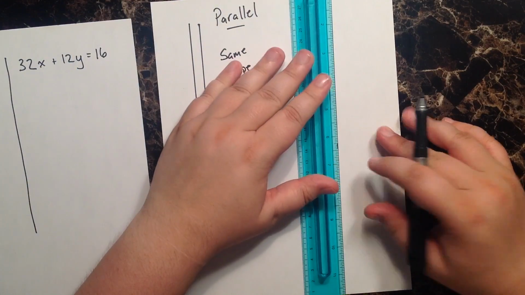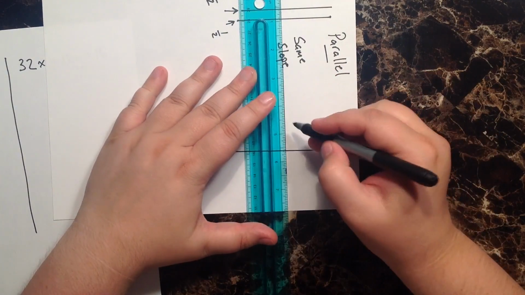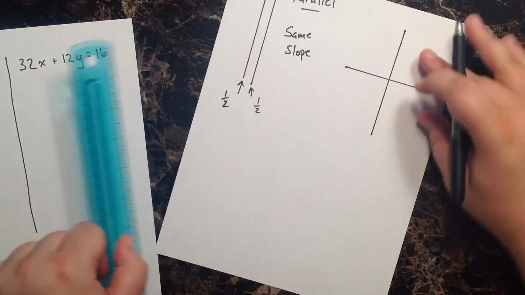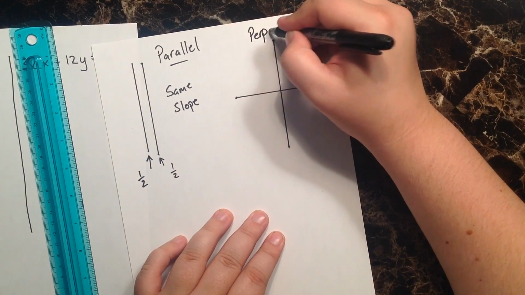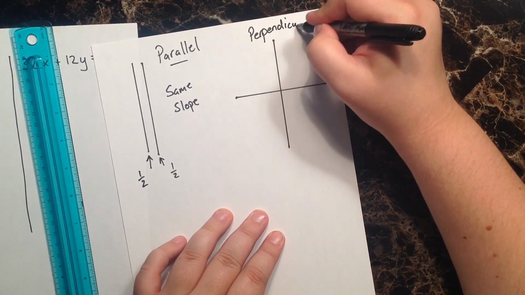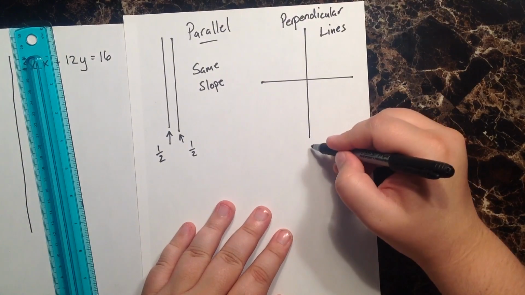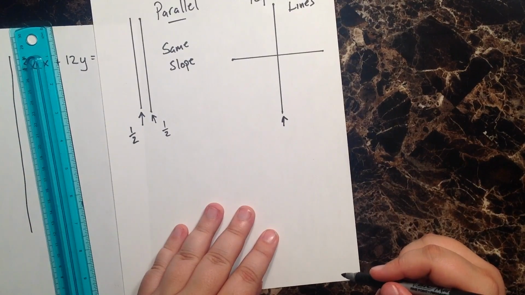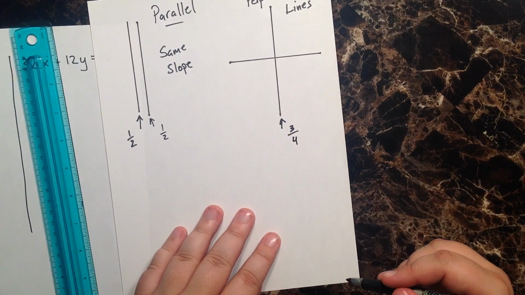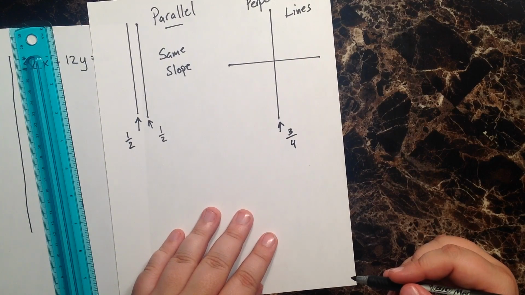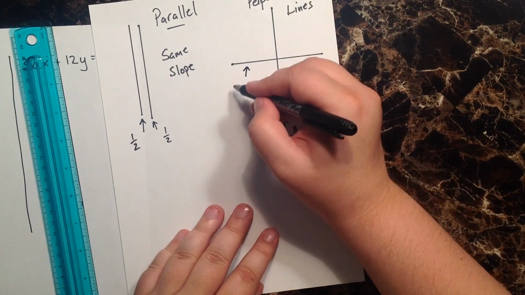But then we also have lines that intersect in such a way that they are exact opposites of each other. When this happens, these are perpendicular lines. If the vertical line here has a slope of, let's say, 3/4, then the line that is perpendicular will have a slope that is the opposite reciprocal.